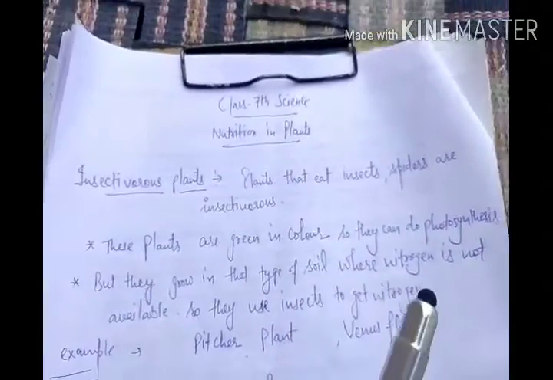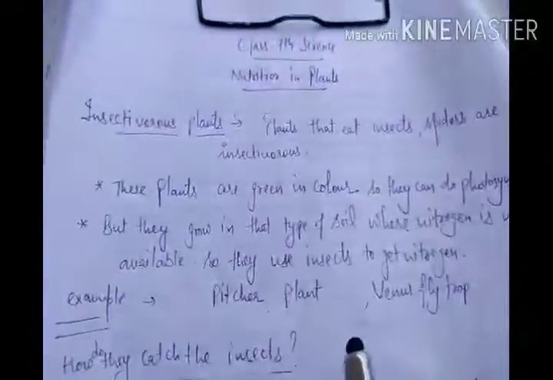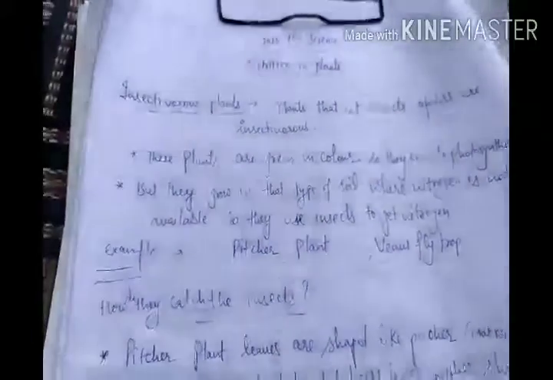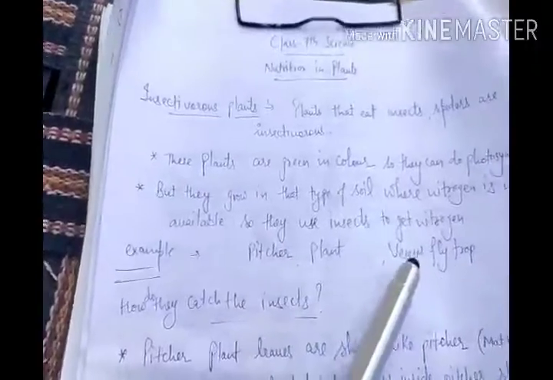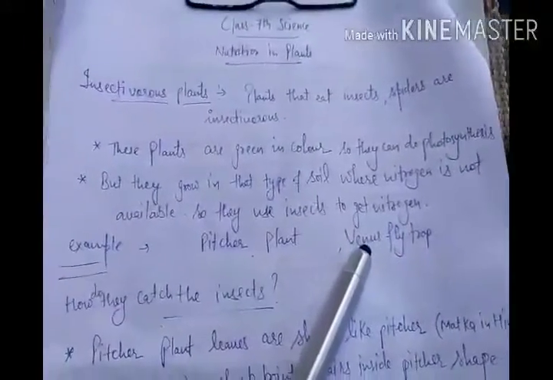I hope it is clear. So they use insects to get the nitrogen. So what are the names of those plants? Those plants are the pitcher plant and the Venus flytrap plant.